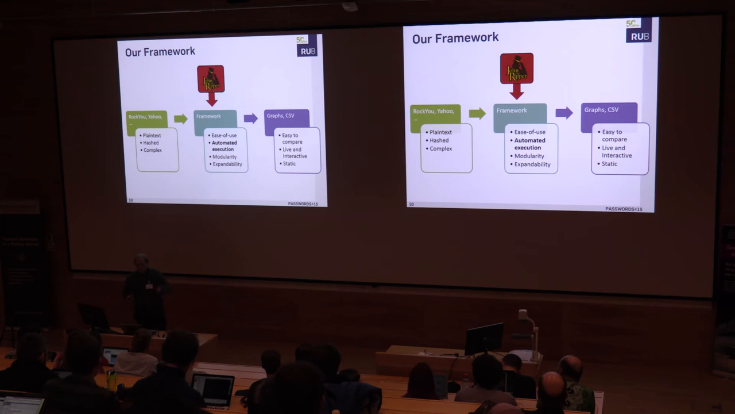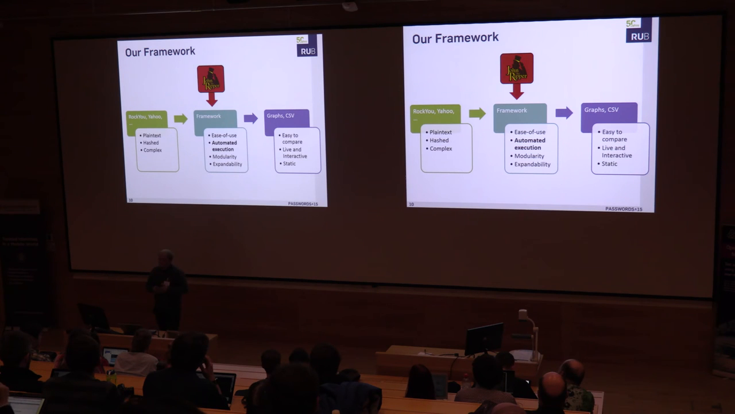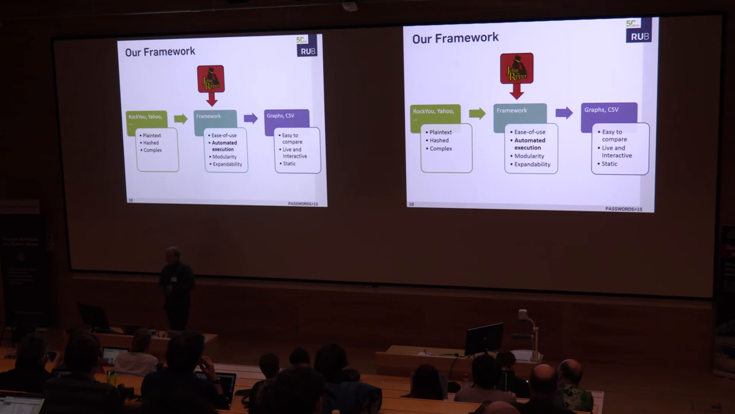And as I already mentioned, if you provide a hashed input file, then we need some sort of cracking. This is done by a hash evaluator. For this reason, we used John the Ripper in the community-enhanced Jumbo version, because it supports, in my opinion, the biggest list of hash formats, of hashed inputs, like, I don't know, bcrypt, MD5, and so on. And at the end, we get nice graphs and CSV files. They are easy to compare. We have a live and interactive visualization of the current progress, and we have static graphs that can be, for example, used in a paper.